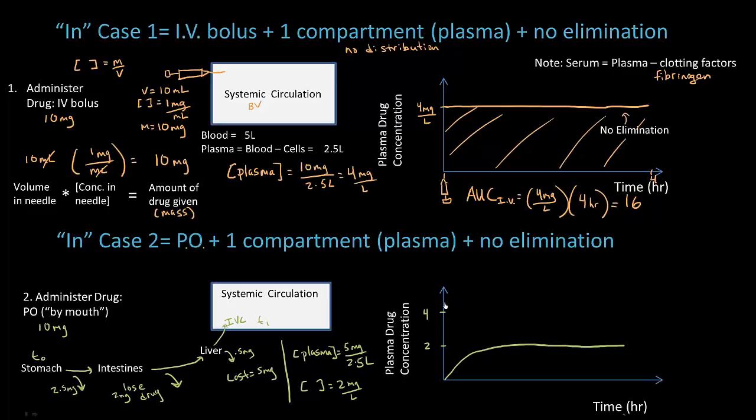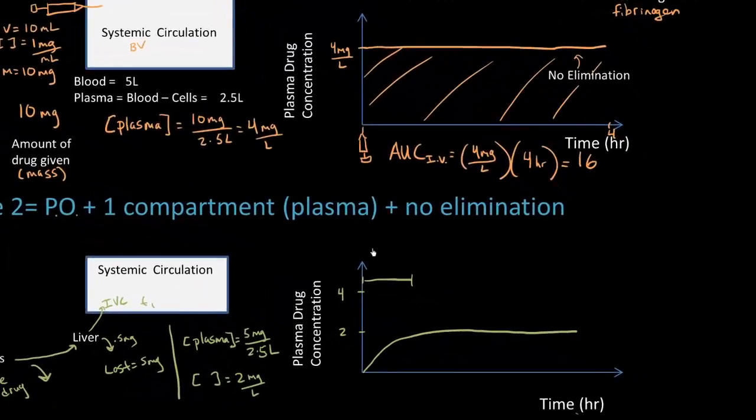So if I was going to draw this graph, I might get something that looks something like that. And so the process of going from before our plasma circulation to our plasma circulation, right, this is our absorption. A-B-S-O-R-P-T-I-O-N. Remember, absorption is the process of the drug getting into our systemic circulation.